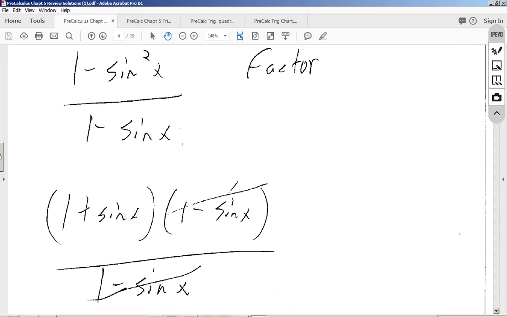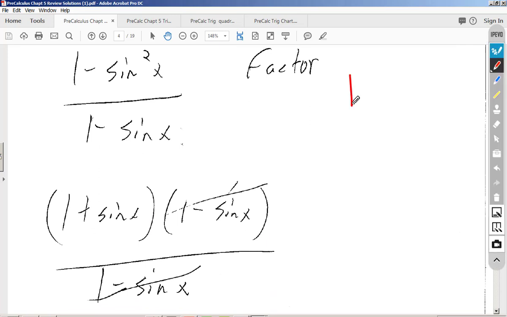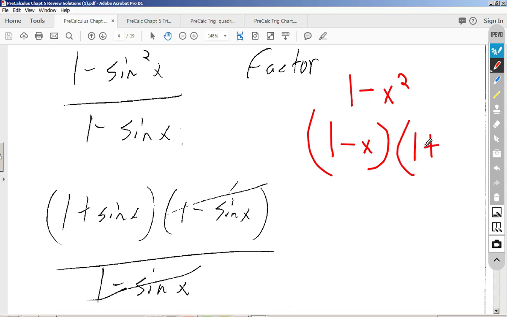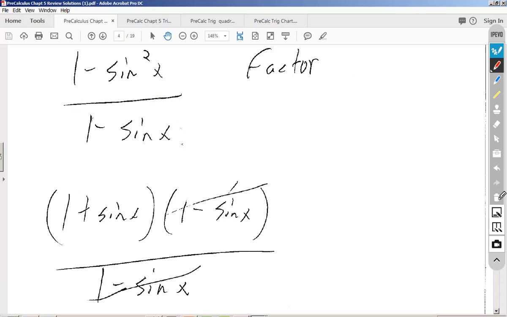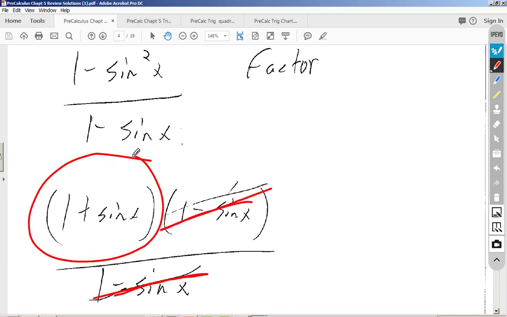Remember, this is the same type of problem as 1 minus x squared, its algebraic equivalent, which factors to 1 minus x times 1 plus x. You can use that same pattern to factor 1 minus sine squared of x into 1 plus the sine of x times 1 minus the sine of x. Now the 1 minus sine of x factors are the exact same thing, so I'm going to cross those out. And I'm left with my answer of 1 plus the sine of x.